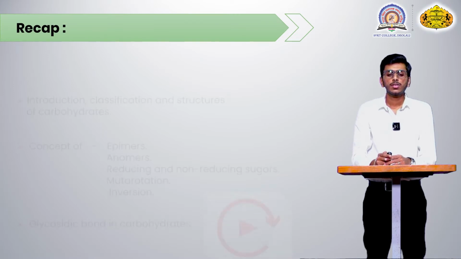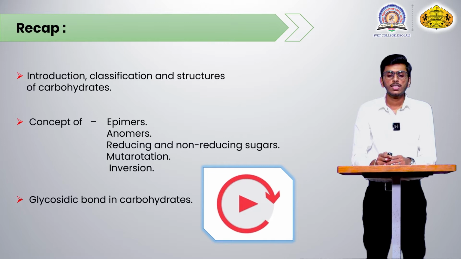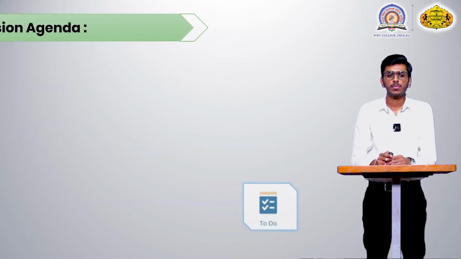In the last lecture, we studied the classification and structure of carbohydrates, as well as some important physical properties such as epimers, anomers, and inversion. We also learned the difference between reducing and non-reducing sugars and understood the mechanism behind mutarotation. We ended the last lecture with glycosidic bonds in carbohydrates. If you didn't watch that lecture, please go through it.